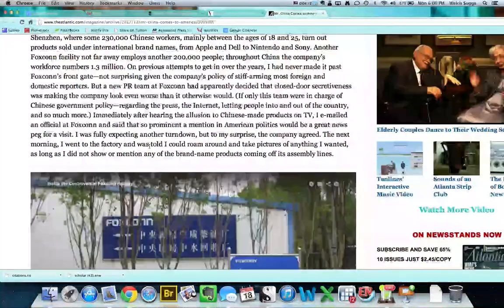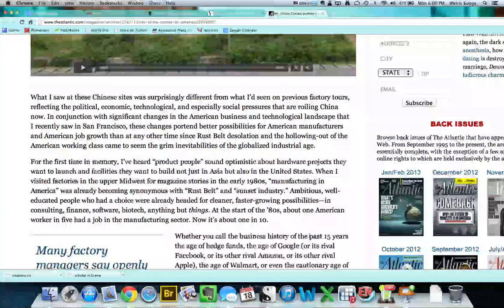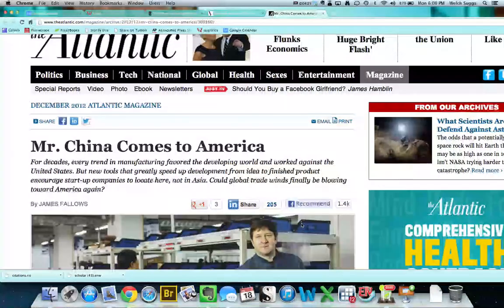It goes through here, goes through here, goes through here, but you know what? There's really not a nut graph in this piece. It's just this guy narrating it. But instead, if you go back up to the subhead here, look at this. For decades, every trend in manufacturing favored the developing world and worked against the United States. But new tools that greatly speed up development from idea to finished product encourage startup companies to locate here, not in Asia. Could global trade winds be blowing back toward America again? So again, don't try this at home, but this is a perfectly good example of the way a subhead can actually function as a nut graph.